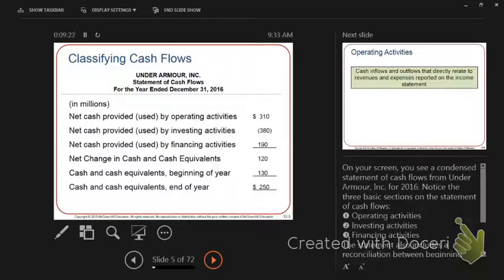Investing, we spent $310 million. We used cash of $310 million. What do you think that means? What did we do?